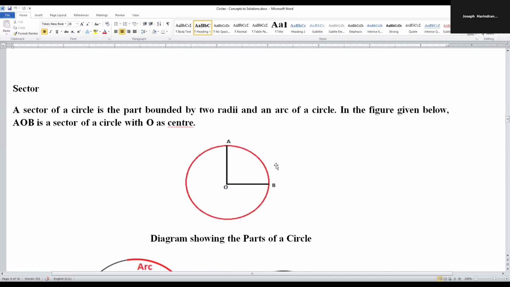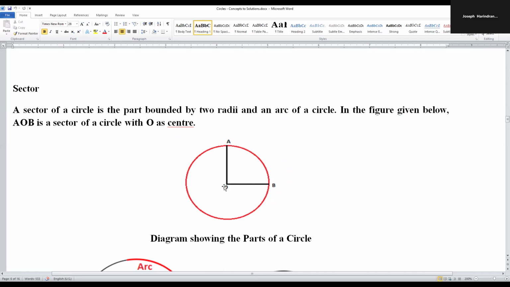Sector. A sector of a circle is the part bounded by two radii. The plural for radius is radii. The two radii are OA and OB here, and the arc AB, that part of the circle that is between A and B, is called the arc.